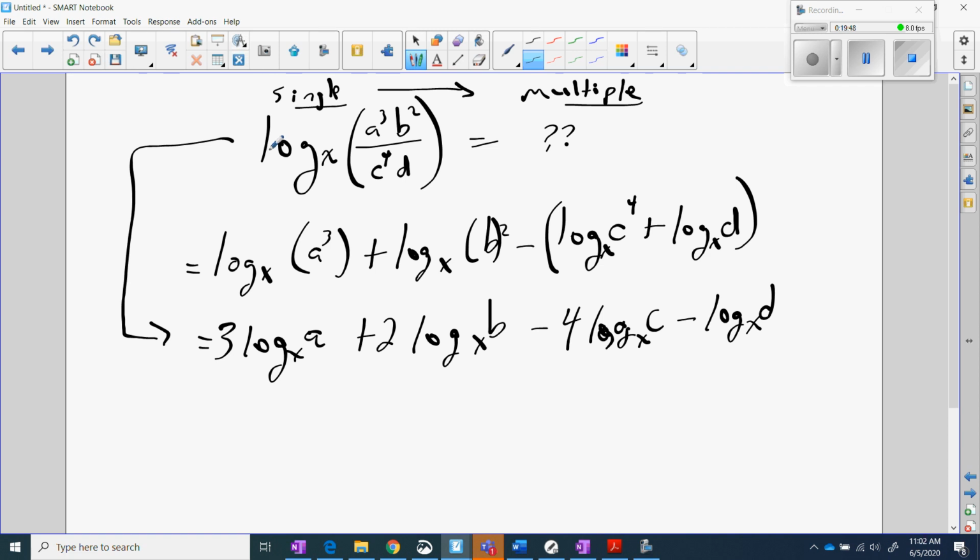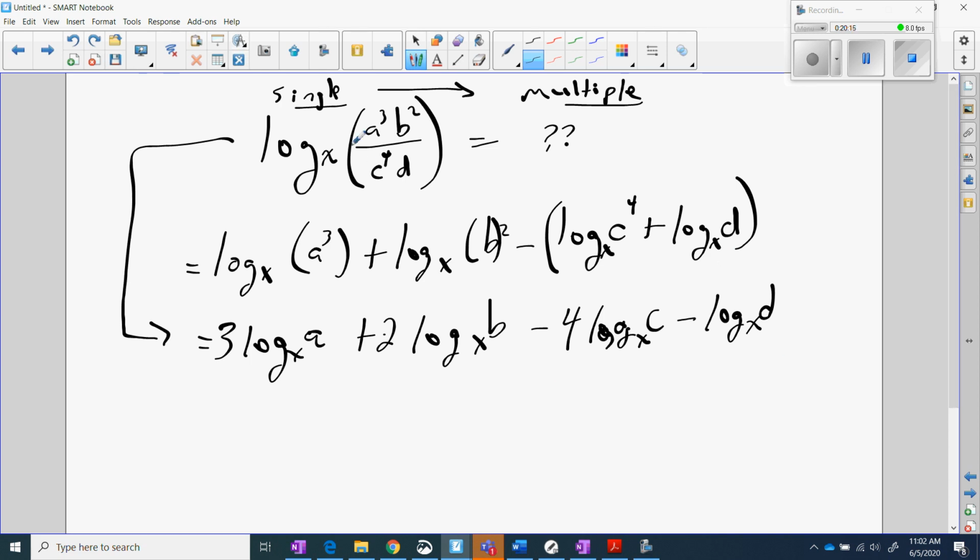So that's going from a single logarithm with quotients and products and exponents all in it, stretched out to a bunch of multiple logs. Notice the ones that have subtract in front of them. Those are the ones from the denominator. Those with the addition in front of them are the positive ones. They are the ones from the numerator. And notice all of your exponents, they end up as coefficients in front of the logarithms. Again, we'll practice more of this in a bit.